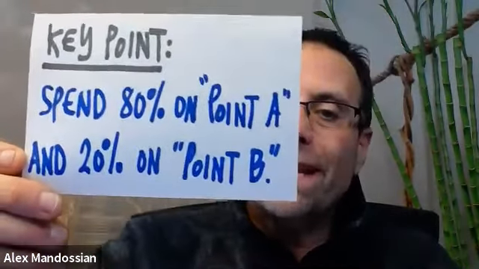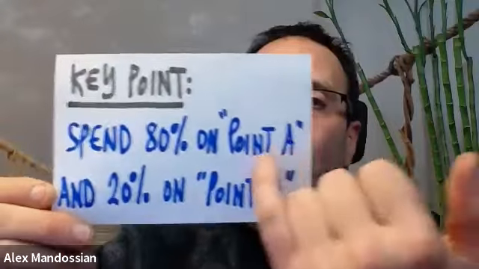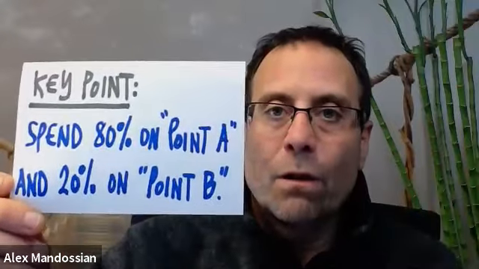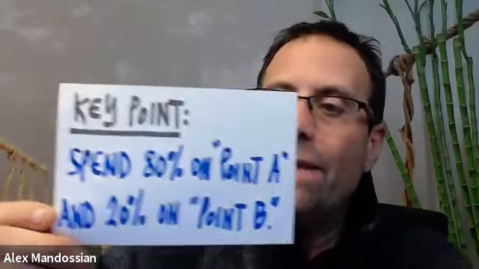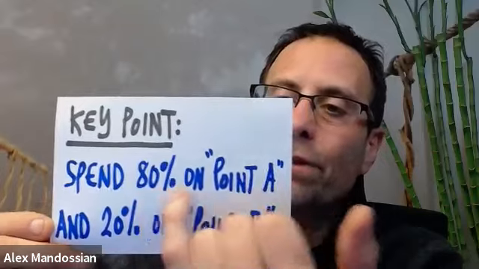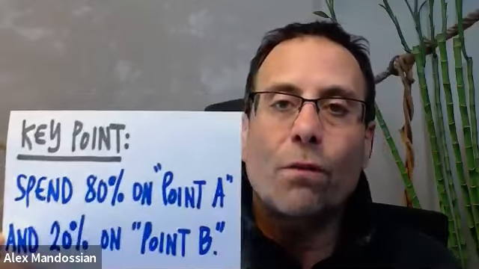The key point is spend 80% on point A, where your client is, where the member is right now. And then spend 20% on where they want to be. So they want to make a certain amount of money. Okay, great. But where are you right now? It's easier to enroll them into the next 6 months if you focus on point A than to focus on the possibility of point B.